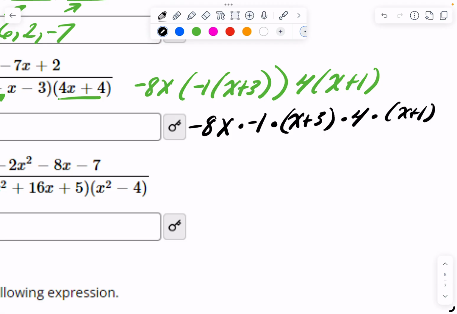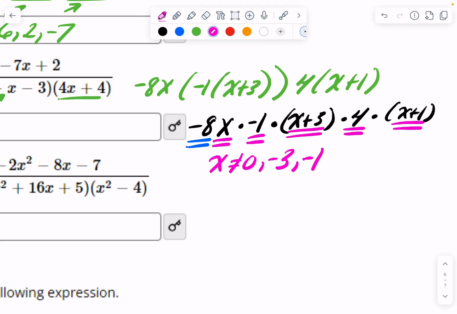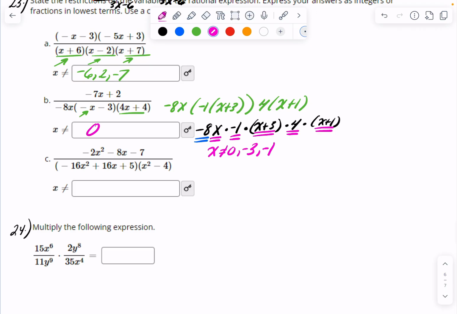So now you would just state the restrictions. -8 can't be 0. It's not. Move on. x can't be 0. -1 can't be 0. It's not. x plus 3 can't be 0, so -3 would be a restriction. 4 can't be 0. It's not. x plus 1 can't be 0, so -1 is our next restriction. So we have 0, -3, -1.